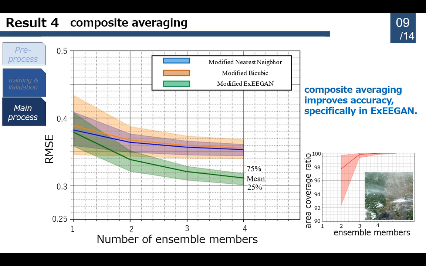Another advantage of composite averaging is reducing the region of missing data, maybe coming from the cloud cover or etc. So this graph shows the coverage ratio becomes almost unity with four ensemble members. So composite averaging with at least four members would be preferable both in terms of accuracy and filling missing data.